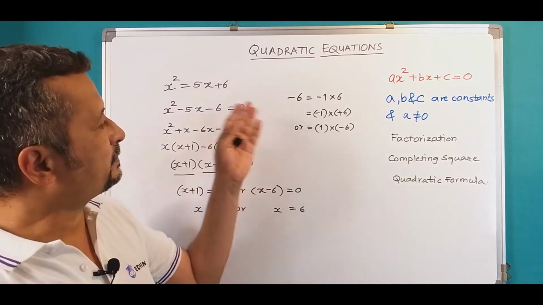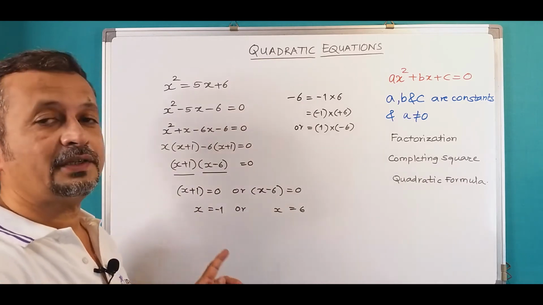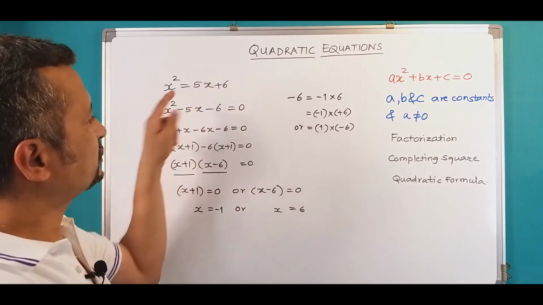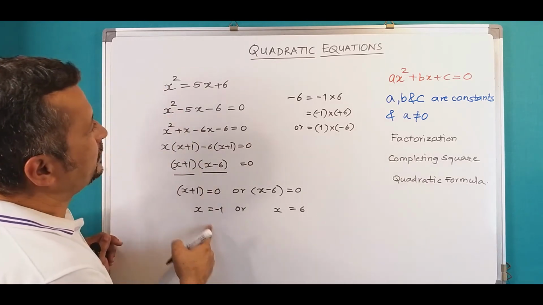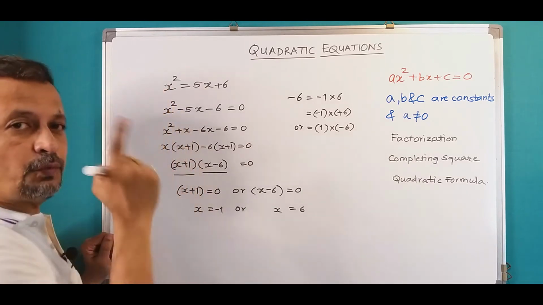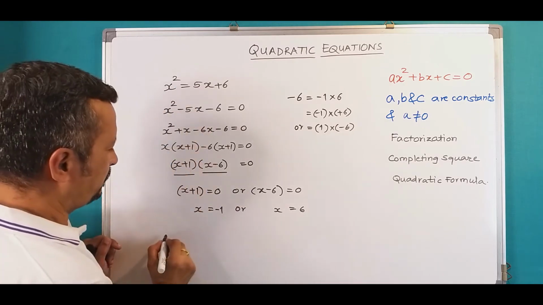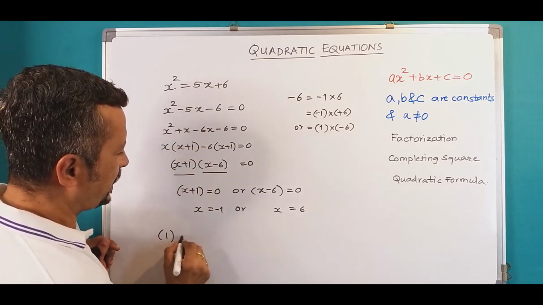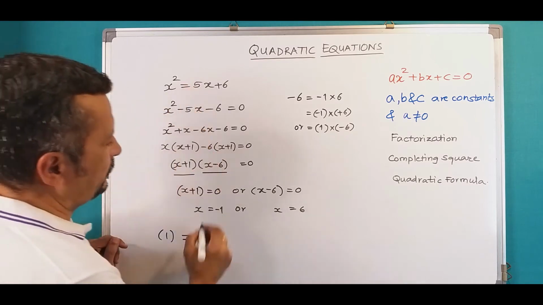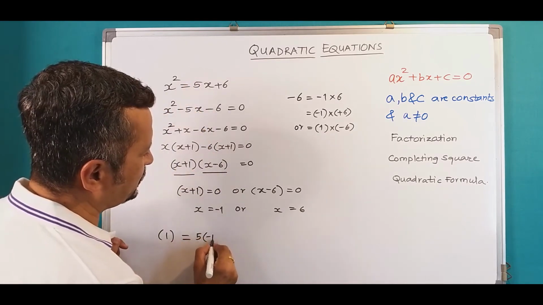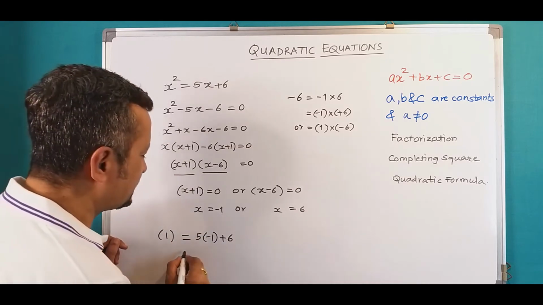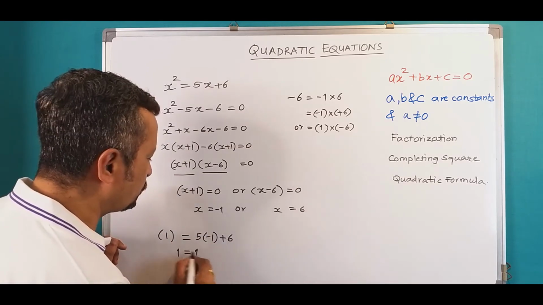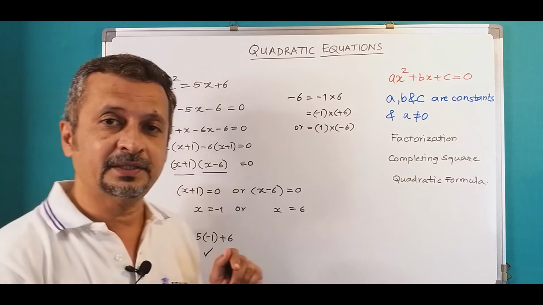Now you may try substituting x equal to minus 1 and x equal to 6 in this equation, correct. Now if you put x equal to minus 1, then minus 1 square is equal to plus 1, and that should be equal to 5 into minus 1 plus 6. So minus 5 plus 6 is equal to 1. So 1 is equal to 1. So yes, this value is satisfying my equation.